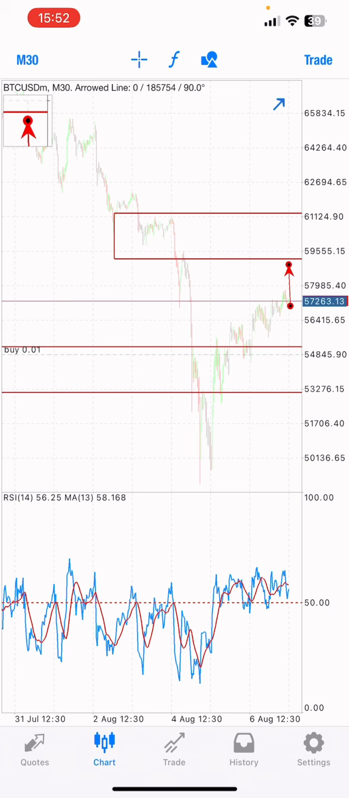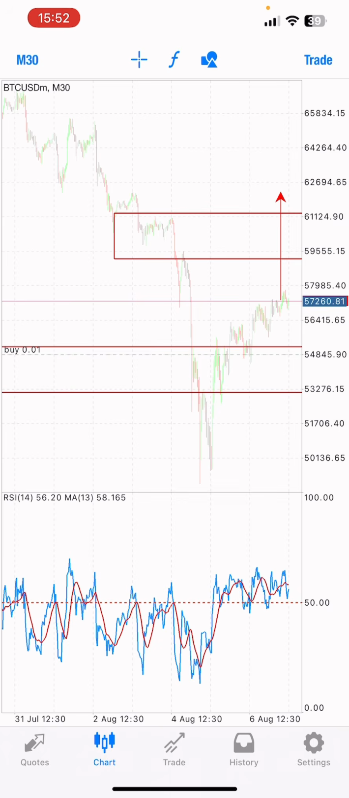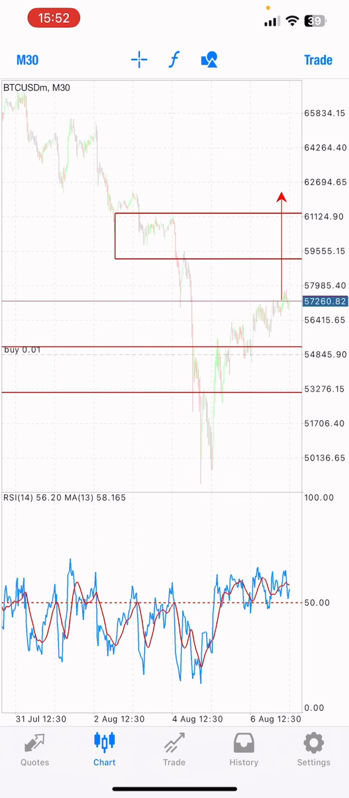But now you need to find a place where you're going to stack in, where you're going to add another position. And when you're adding another position, keep note of the lot size. You can see the market is trending, right? You must keep attention to your lot size.